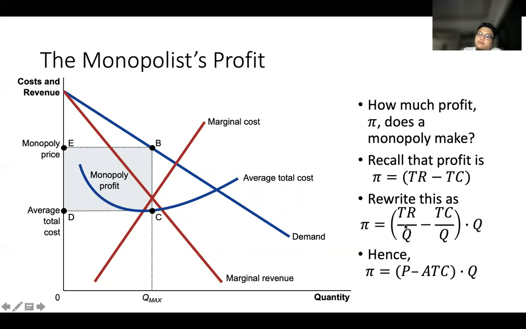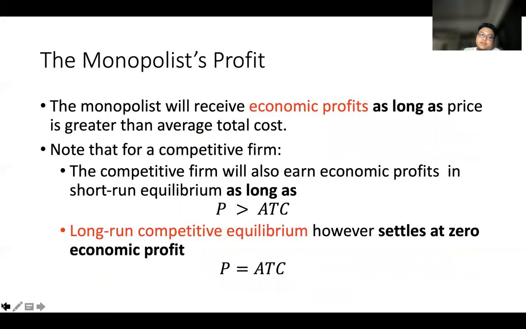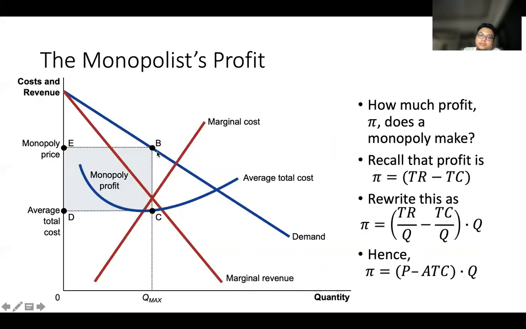And we know total revenue over quantity is price, or average revenue. But total cost over quantity is average total cost. So that's the profit. We use this to get the monopolist's profit. Here, this is the monopoly price minus the average total cost, and you get the area of the rectangle.